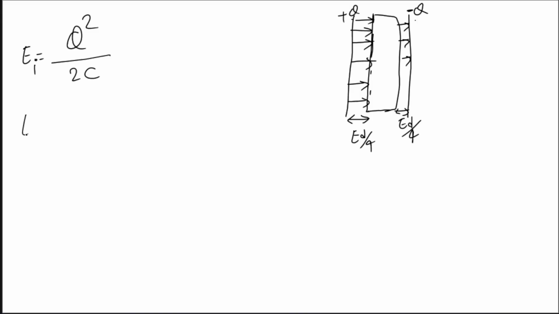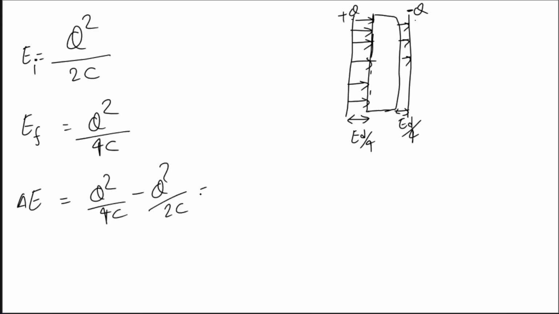Initial energy is this much. What you will write as final energy? Charge you will keep the same, by 4C, right? So this will become, now look, the change in energy you get here is q square by 4C minus q square by 2C. So this will become how much? Minus q square by 4C. I mean, this is the energy change. And this energy change is negative.